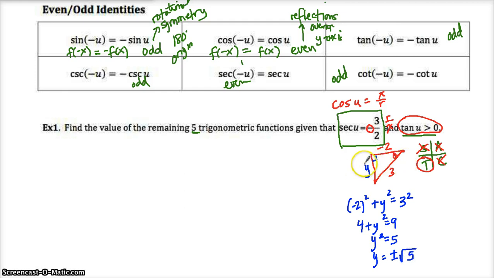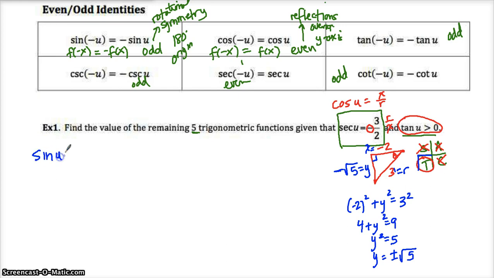Well, again, is y really positive or negative? No, it's in the third quadrant, so we're going left and then down. So really, y is equal to negative root 5. It's a negative sign right there. So now that we know we have y is negative root 5, x is equal to negative 2, and r is equal to 3, we can find our other 5 trigonometric functions.